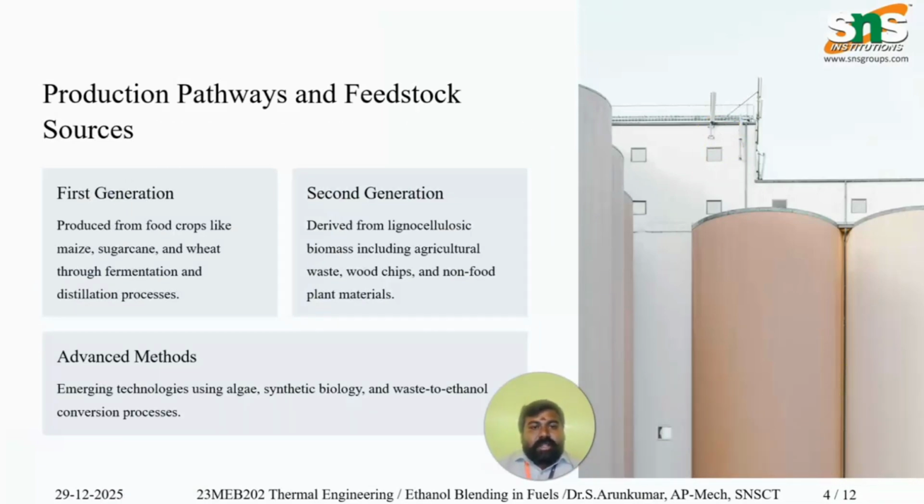The production pathways and feedstock sources are first generation, second generation and advanced methods. In the first generation, ethanol is produced from food crops like maize, sugarcane and wheat through the fermentation process and distillation process. In second generation, the ethanol is derived from lignocellulosic biomass, including agricultural waste, wood chips and non-food plant materials. In advanced methods, it is emerging technologies using algae, synthetic biology and waste-to-ethanol conversion processes. These are some of the methods by which ethanol is derived.